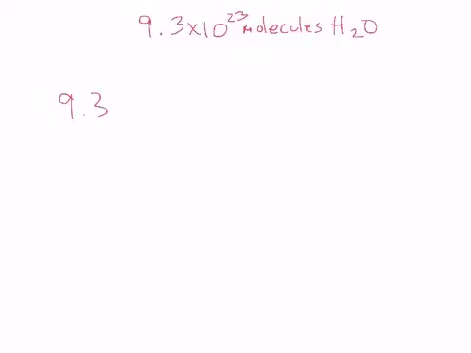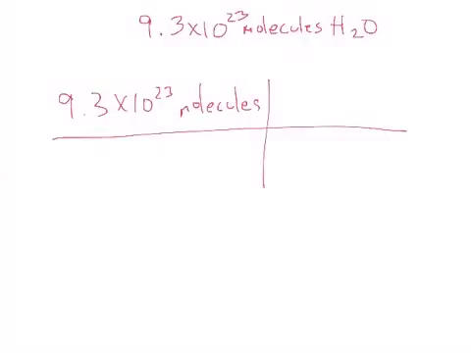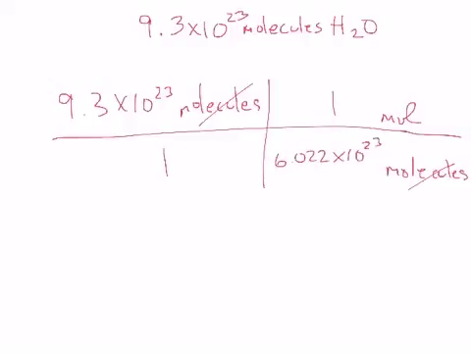If you have 9.3 times 10 to the 23rd molecules of water, and you're trying to convert that to how many moles it is, you set up your tree, put that number over 1. What you want to cancel out goes on the bottom, and that'd be molecules of water. And what you want to go to goes on the top, that'd be moles. So molecules is going to cancel out in this case. Now what's your conversion factor? Again, 1 mole is equal to 6.022 times 10 to the 23rd molecules.